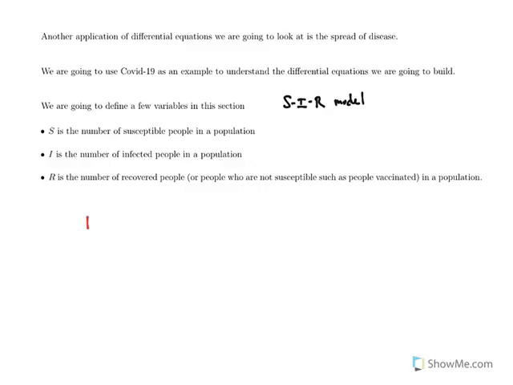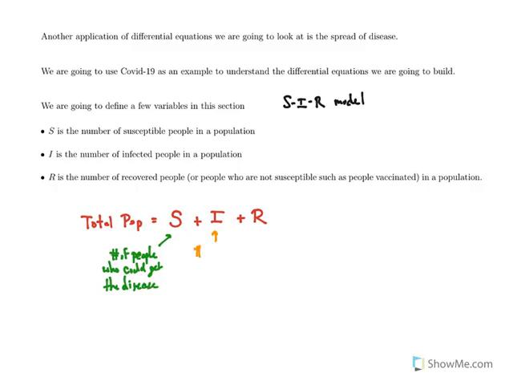It's important to note that the total population that we are talking about here is going to be equal to the number of people who could get the disease, plus the number of people who have the disease, plus the number of people who cannot get the disease, as that's what R is.